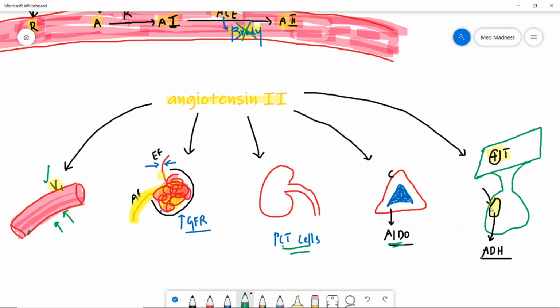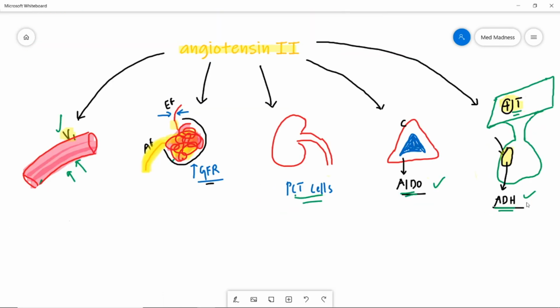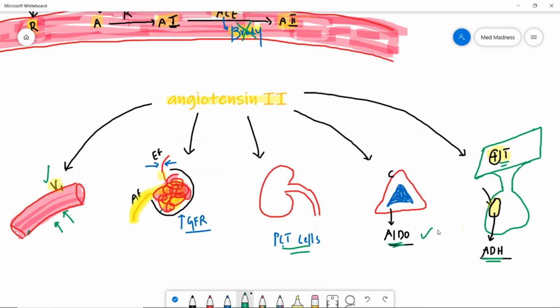It also acts on the hypothalamus and stimulates the thirst center. Also, it acts on the supraoptic nucleus of the posterior pituitary, releasing antidiuretic hormone. We are going to see these hormone actions on the nephron.